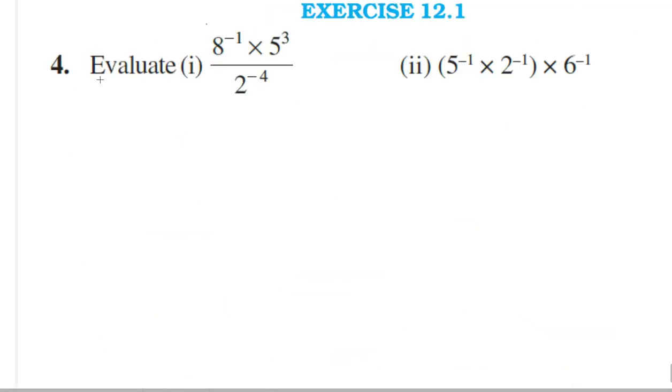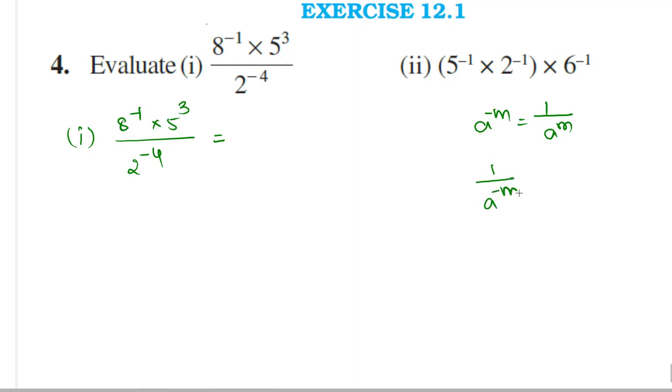Fourth problem. In this we need to evaluate the given values. So first one let us take 8 to the power of minus 1 into 5 cube divided by 2 to the power of minus 4. This is equal to, here 8 to the power of negative 1 we have, we can write this one as 1 by 8. Why? Because we can use a to the power of minus m equal to 1 by a to the power of m. Similarly, if we have 1 by a to the power of minus m, we can write this one as a to the power of m. We can use these two identities.